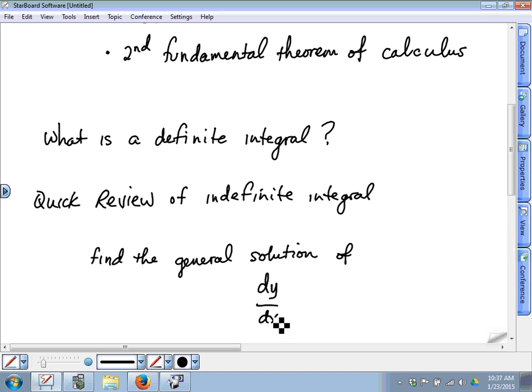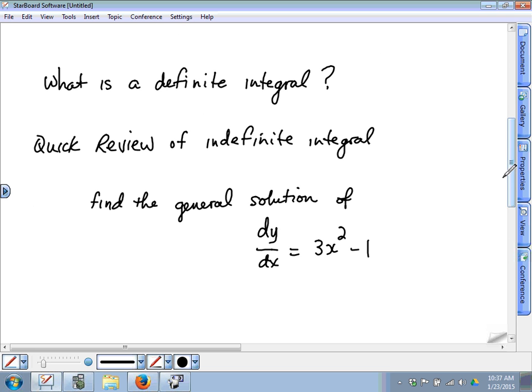dy/dx equals 3x squared minus 1. Is this ringing a bell? Yes. This was back in 4.1, before things got weird in 4.2. We moved the dx over, right? So dy was equal to 3x squared minus 1, all multiplied by dx.